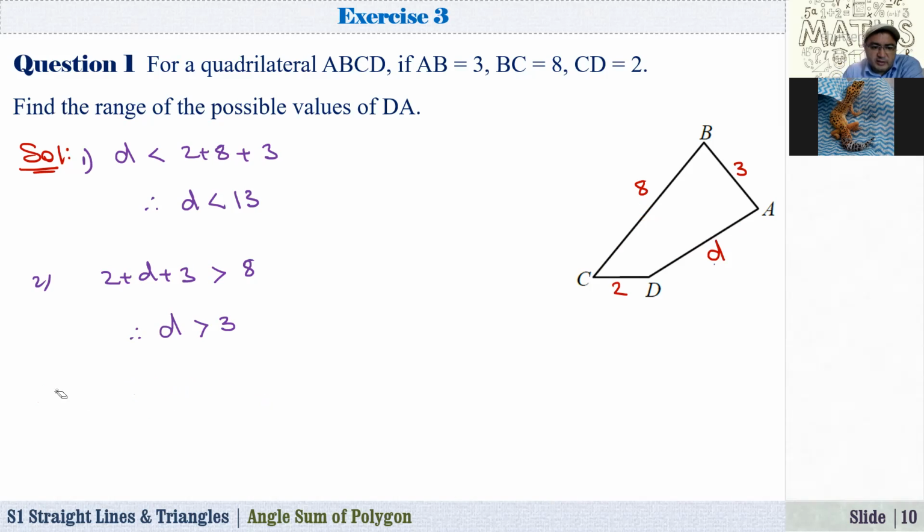Now I can write the conclusion. The range of the values of D, the fourth side AD, must be less than 13 and greater than 3. So it cannot be less than 3, and it cannot be greater than 13.